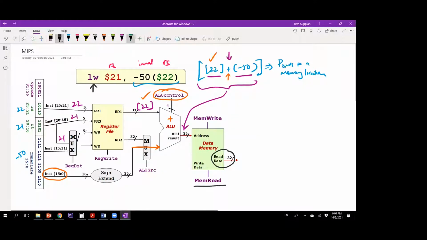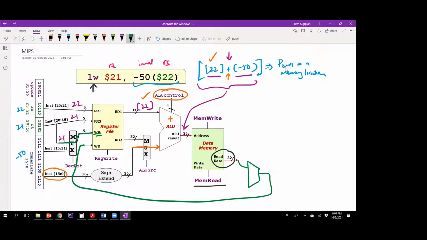Okay, and that is where the data from here will go back. Of course there's one more multiplexer here, which is not shown. Then this data will go back to the write data. The write register is already specified through this instruction and the correct multiplexer selection over here. So that is your load word.